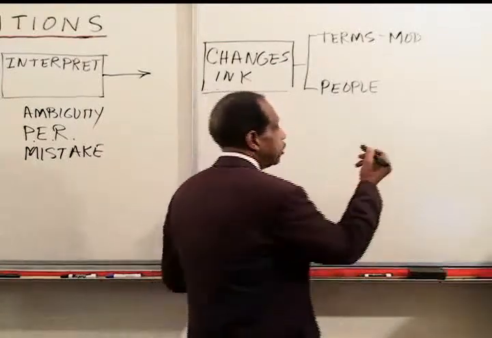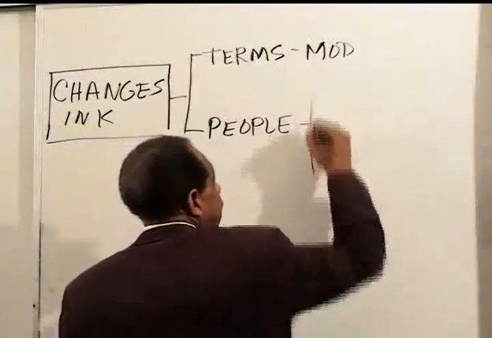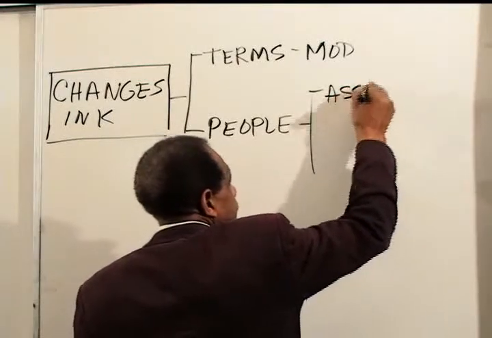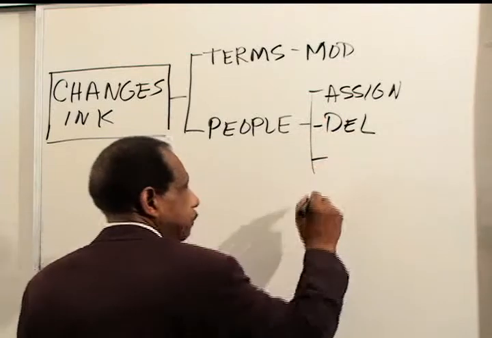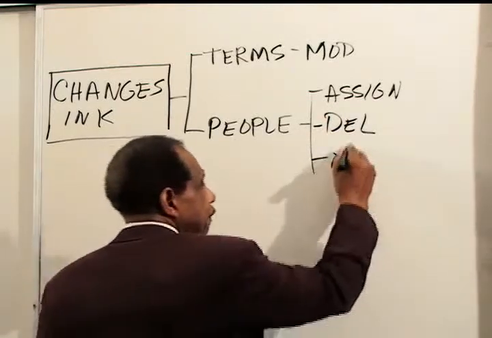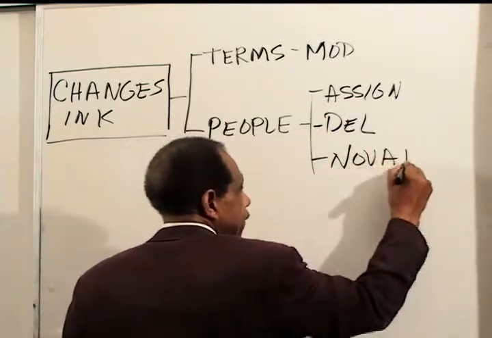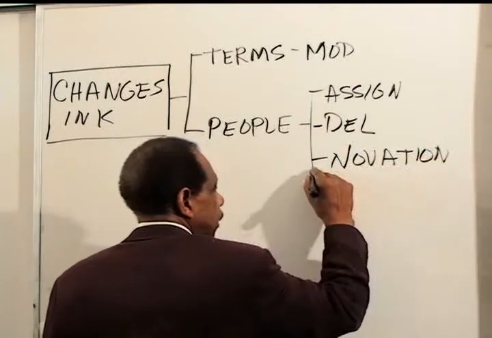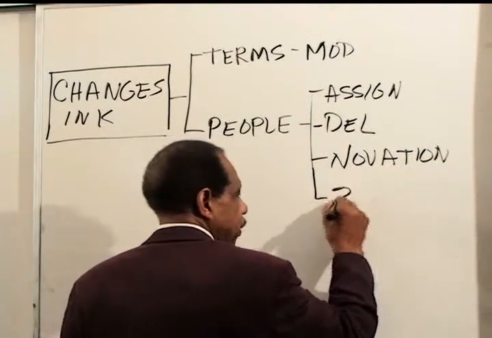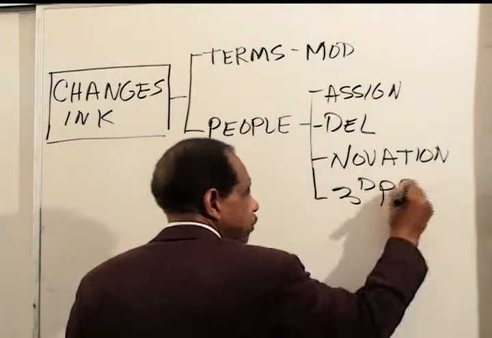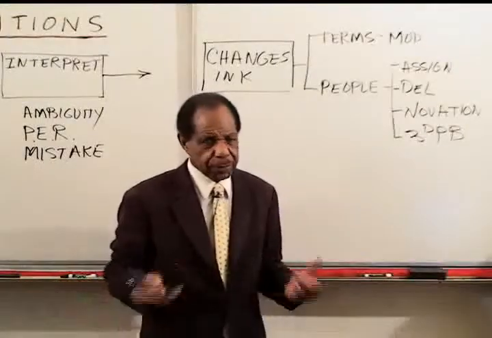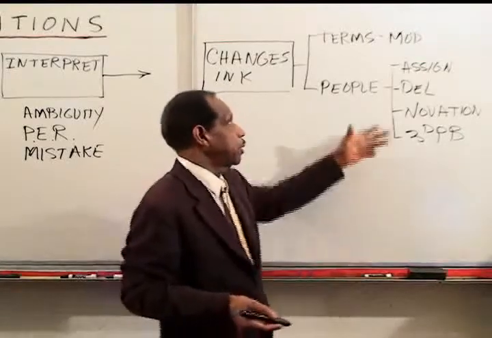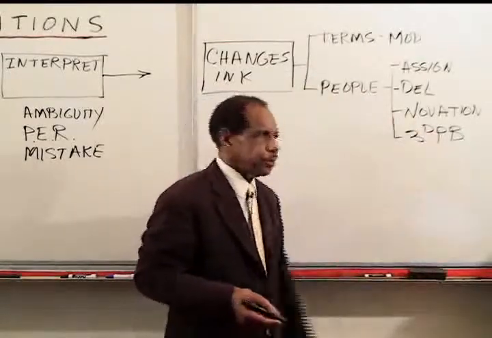So the ways that you can change the people in the contract are you can assign rights, delegate duties, novation, and finally, if we have a third party, we start with a third party beneficiary contract and we remove somebody before their rights vest, that changes the people. And there are rules of law, of course, about each of these things.